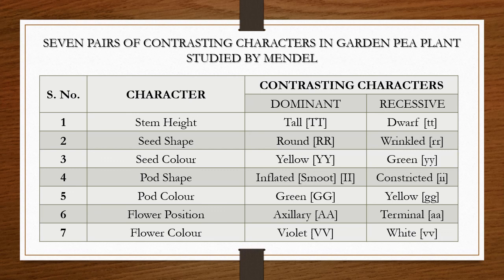Flower position: axillary is dominant, represented with capital A. The recessive is terminal, represented with small a. Flower color: violet is represented with capital V, and the recessive character is white, represented with small v.